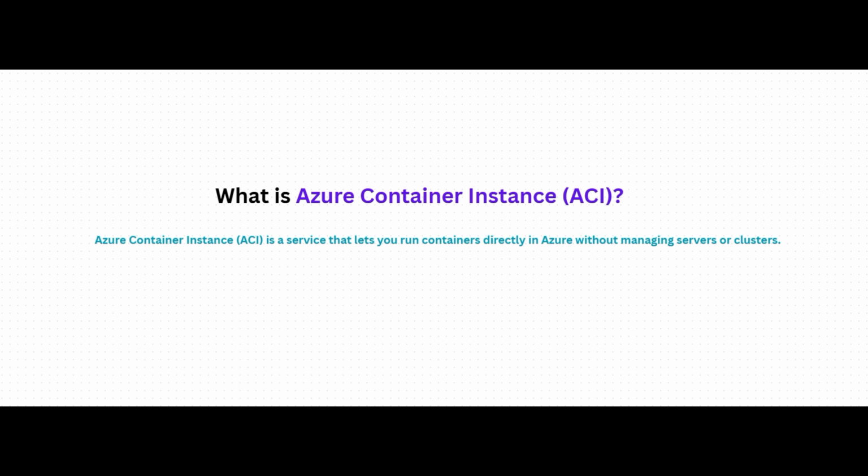Some key features of ACI: it runs the container in seconds, so we don't have to wait long for the deployment. The billing is pay-per-second, so you only pay for the time you use the container. It supports both Linux and Windows containers and flexible image sources, so we can pull the image from Docker Hub or Azure Container Registry. All of these features make ACI a simple, fast, and cost-effective way to run our containers in the cloud.